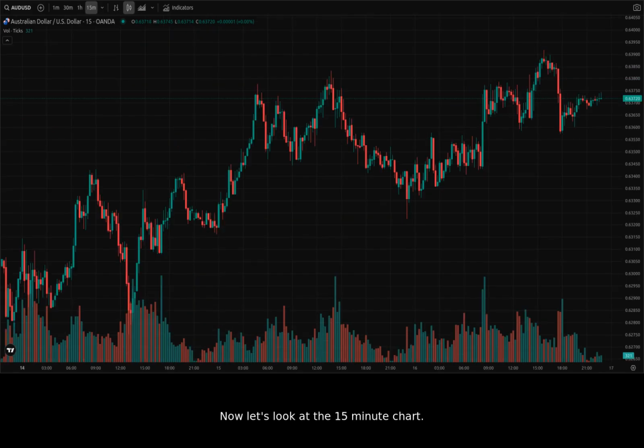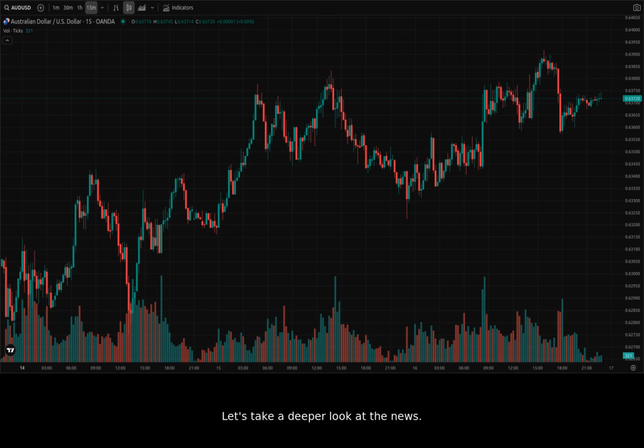Now let's look at the 15-minute chart. Zooming in on the last day or two, there is a lot of chop. Here is the range we're trading in right now, between 0.633 and 0.635. There are no clear signals right now.